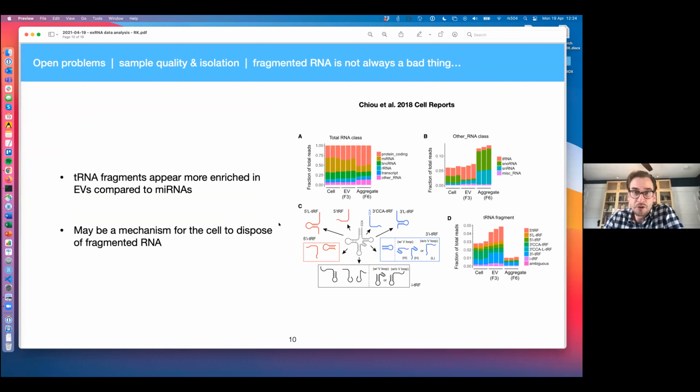Sometimes it's not always a bad thing that these fragments exist, and in fact, there's a growing literature on looking at tRNA fragments that may be functional and released by cells either in a deliberate or kind of housekeeping fashion. And these fragments, depending on where they are cleaved off the tRNA, may have specific functions that the cell does not want them to expose within the cell, or may in fact be trafficked to other cells nearby.